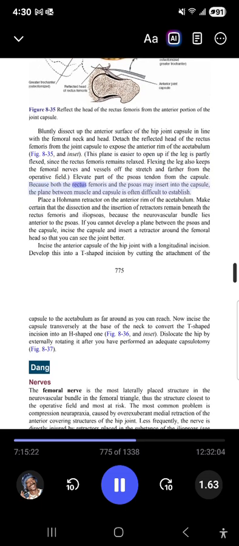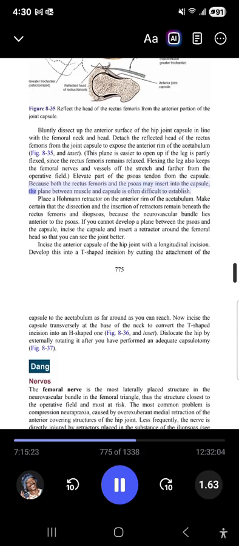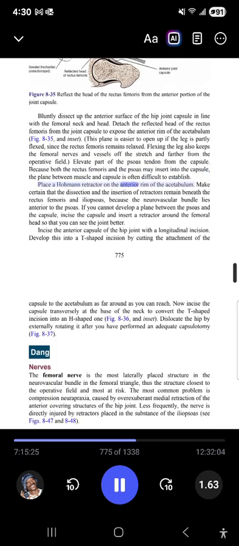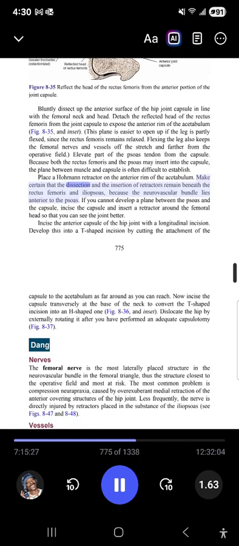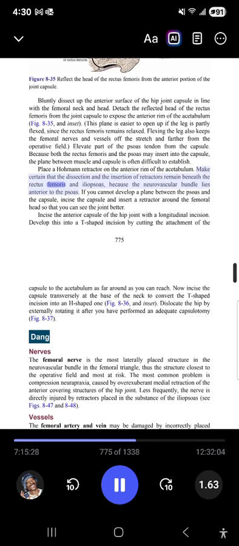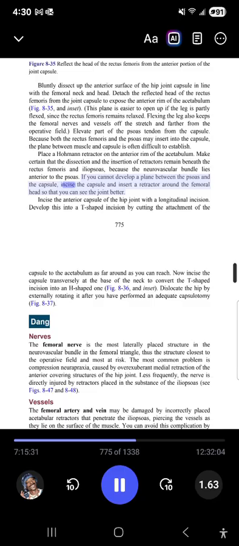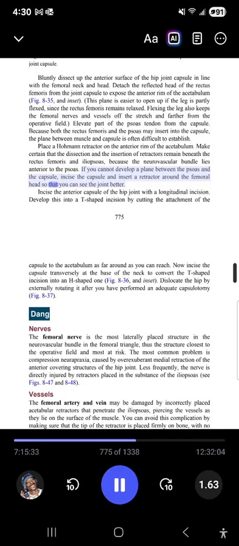Because both the rectus femoris and the psoas may insert into the capsule, the plane between muscle and capsule is often difficult to establish. Place a Holman retractor on the anterior rim of the acetabulum. Make certain that the dissection and the insertion of retractors remain beneath the rectus femoris and iliopsoas, because the neurovascular bundle lies anterior to the psoas. If you cannot develop a plane between the psoas and the capsule, incise the capsule and insert a retractor around the femoral head so that you can see the joint better.